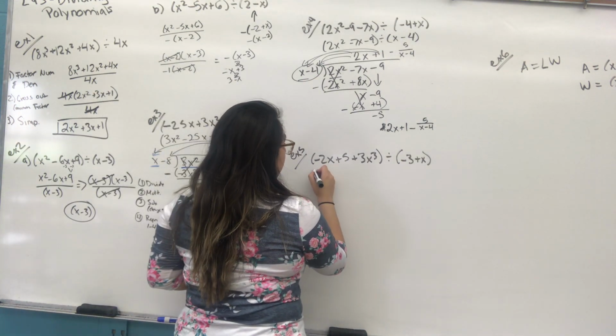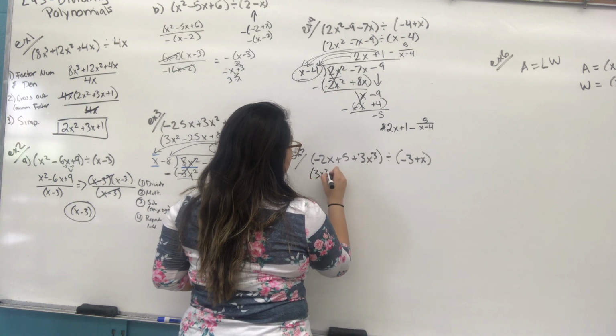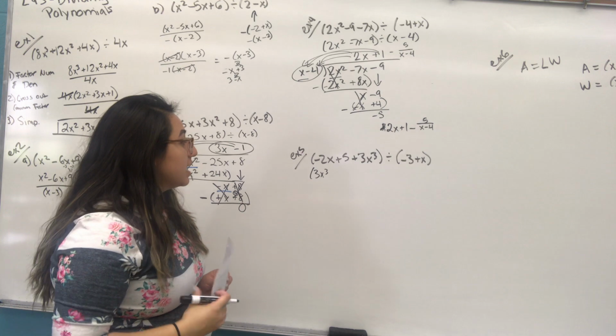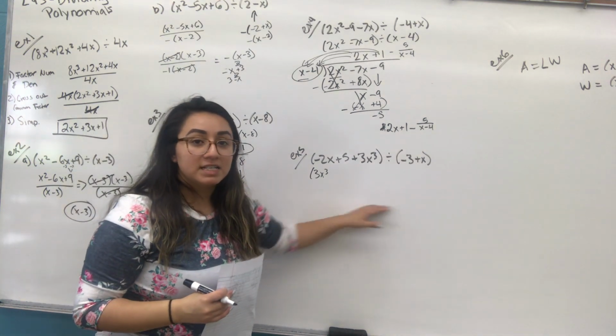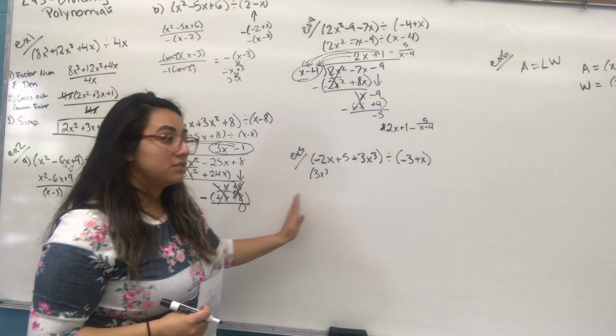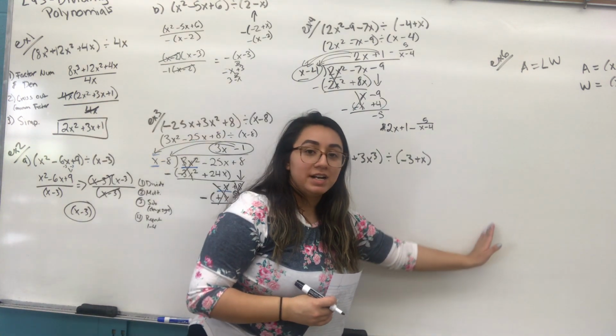Here I'm going to go ahead and put it in descending order. So 3x cubed. If you notice that there's no x squared, you have to put everything in descending order, meaning it has to be in order. If you start at 5, you have to work backwards. 4, 3, 2, 1, and then your constant.